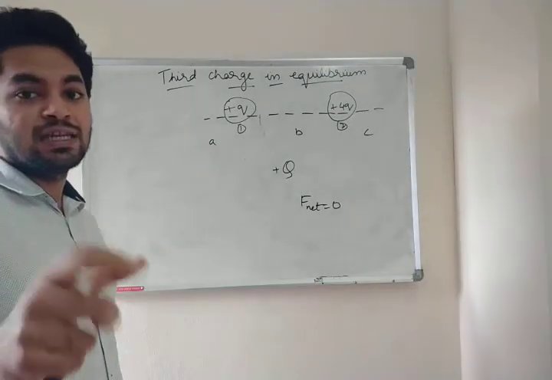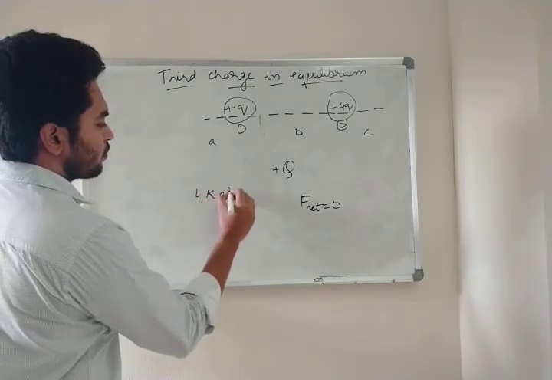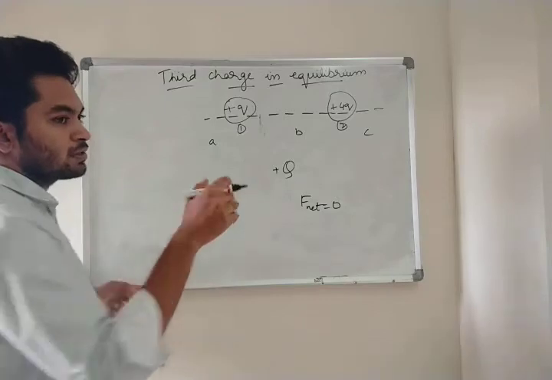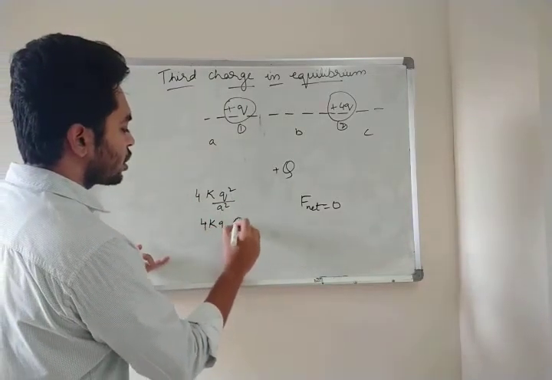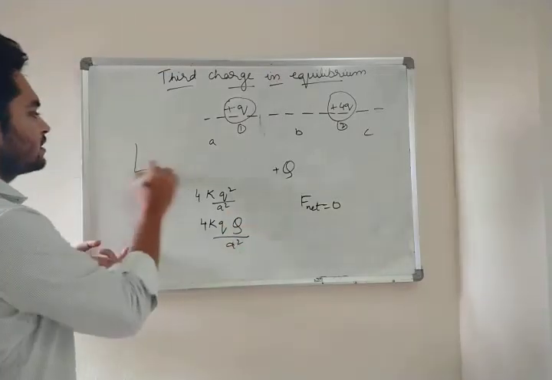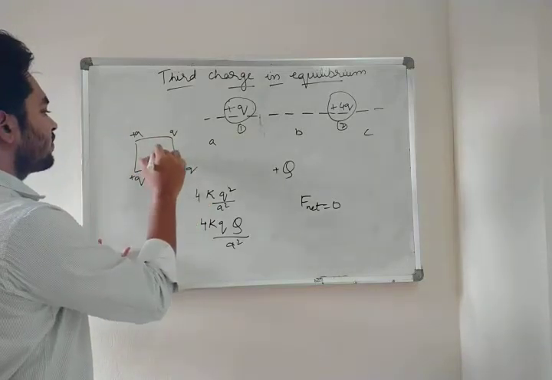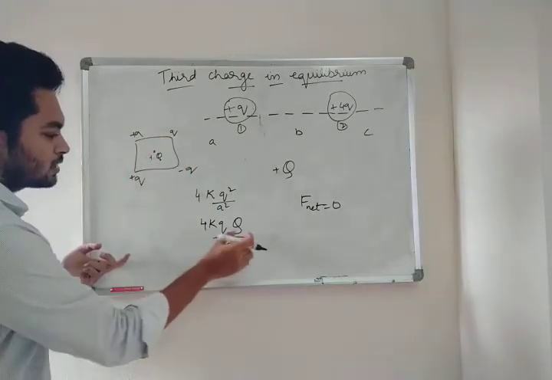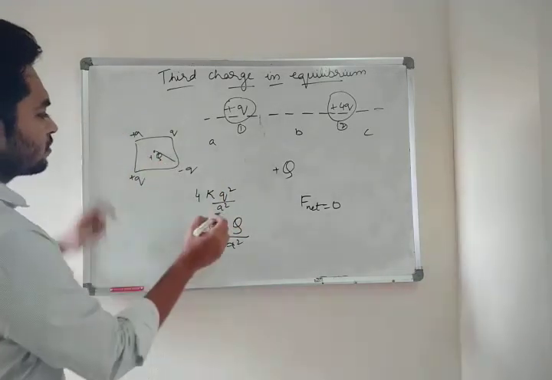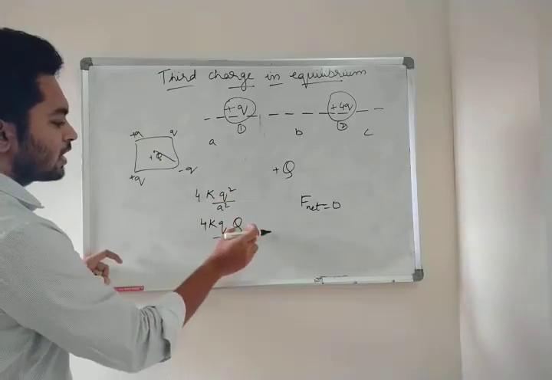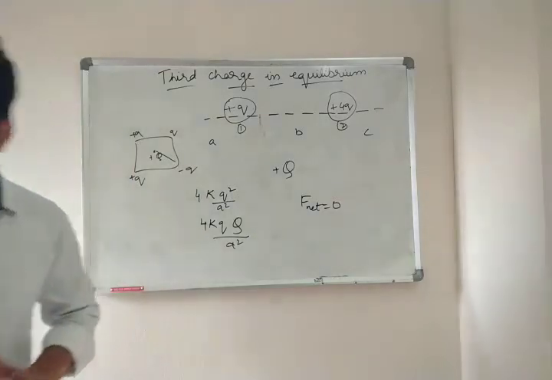Just a small correction. In our previous sum, I have written 4k q square by a square. Here, the middle charge was plus q, so what will become is 4k q by a square. So we have considered plus q and negative q and positive q. Here we have considered q. So this q, we have not considered these both. We have considered from here, from the center. So the charges, one will be q and the other will be capital Q. So this is the small correction in our previous sum.